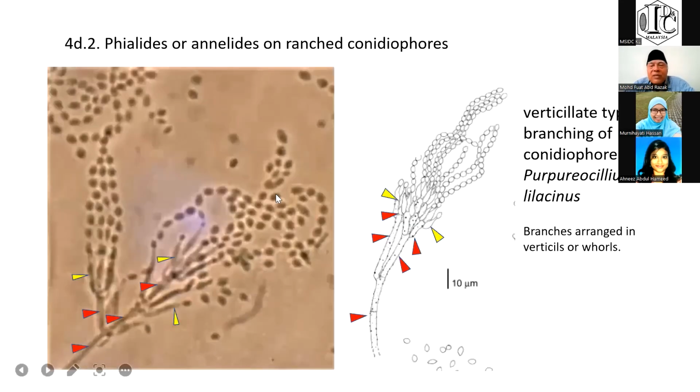Another type of branching is called the verticillate type. Okay, branches arranged in verticils or whorls. Or you can see the branching is at the same point. So from one same point, you have two branches of conidiophore. Here you have three branches from the same point of the conidiophore. Okay, so we call this the verticillate type of branching. So if you see branching of the conidiophore, you should also determine whether it is verticillate or penicillate.